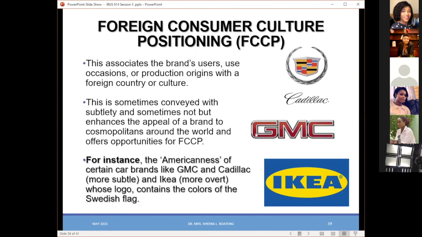However, aside from that, we also have foreign consumer culture positioning, which, aside from considering all the markets as one global market, looks at specific foreign countries, right? Or specific foreign cultures. For instance, using foreign consumer culture positioning, we can talk about the Americanness of certain car brands. And whenever we talk about a certain car brand being American, what are some of the characteristics we're expecting to see?